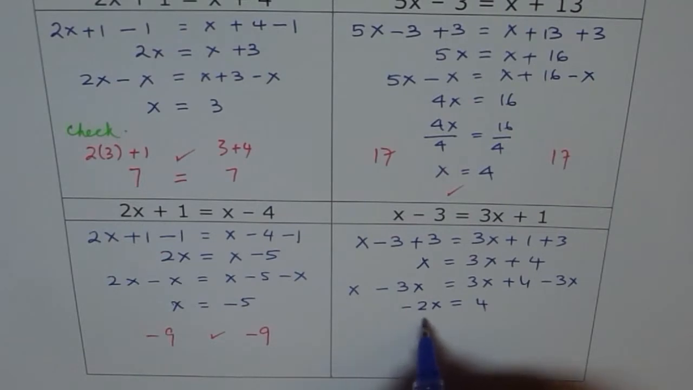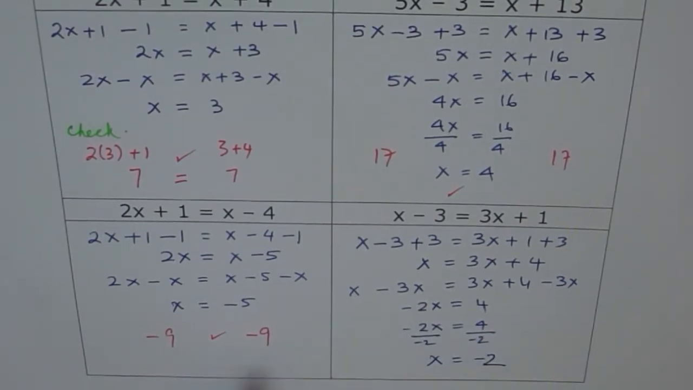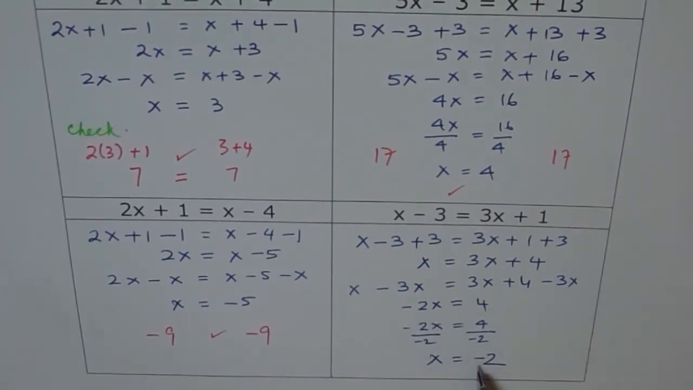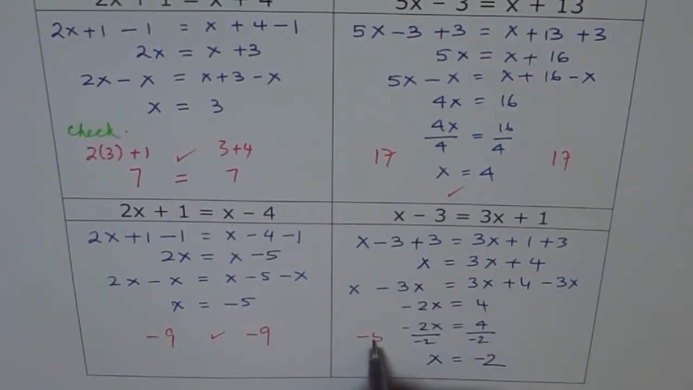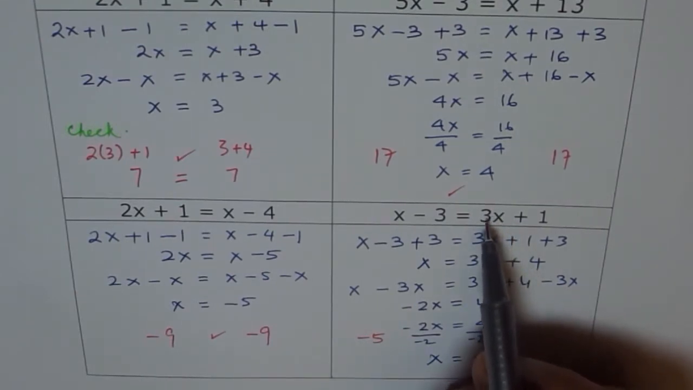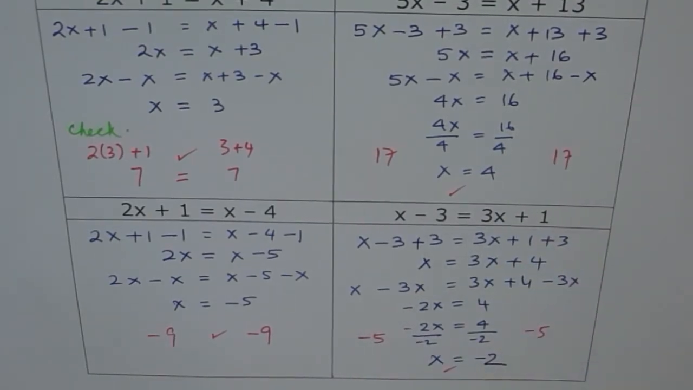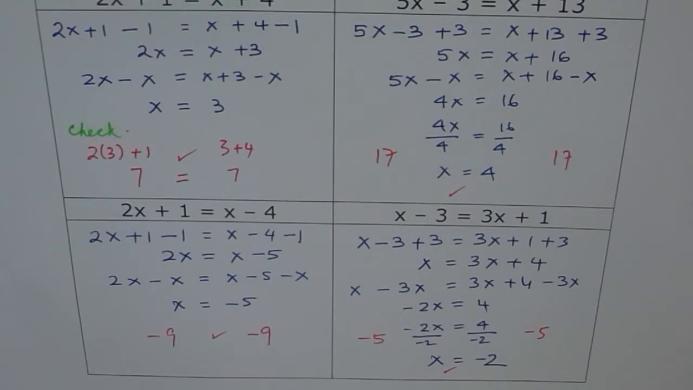Now we will divide by minus 2. So we have minus 2x divided by minus 2 equals 4 divided by minus 2. When I divide minus 2x by minus 2 I get x. So I am left with x equals 4 divided by minus 2, which is minus 2. Should we again check? Yes, we should. Minus 2 minus 3 is minus 5. And here, minus 2 times 3 is minus 6. And minus 6 plus 1 is minus 5. Correct. So that is a very simple way of solving our equations, even when we have variables on both the sides. Now you are well equipped to solve equations. Go ahead and solve equations in any book.